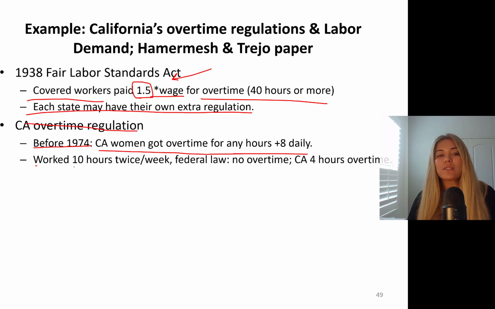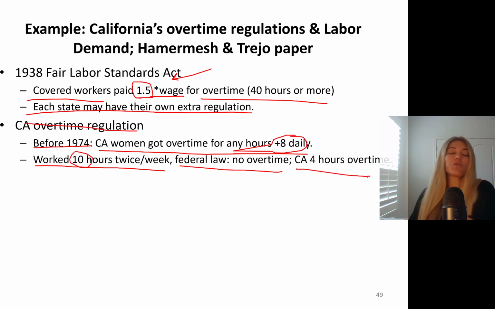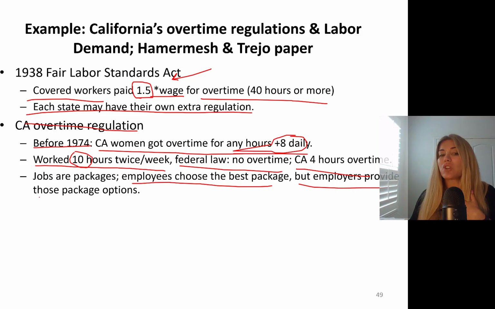Let's say you only work 10 hours twice a week, 2 days only. Federal law says no overtime, because you need to pass 40 hours and you only worked 20 hours. But California implies you surpassed 8 hours per day twice, by 2 hours each, so you got 4 hours of overtime as a woman in California. Jobs are packages, remember this, and workers choose the best package, but employers provide those package options. So if I'm a California employer, why should I hire a woman if the job requires 9 hours of work, maybe 2 or 3 days a week?